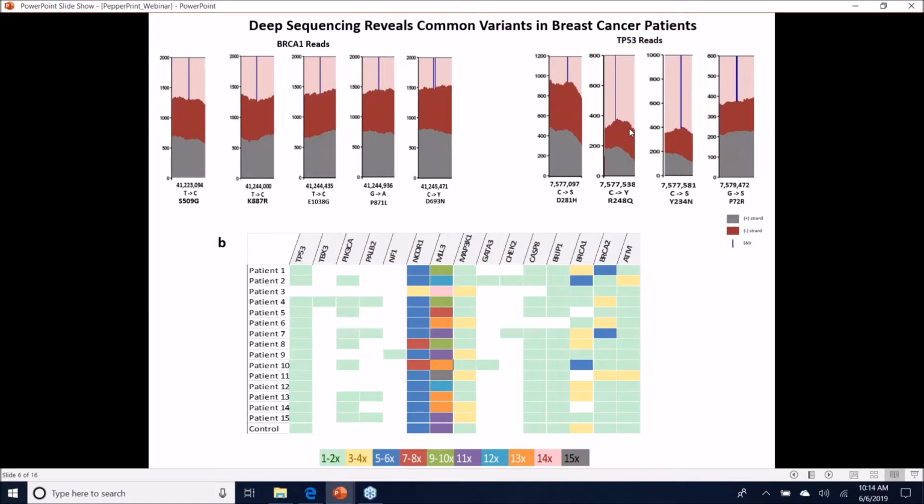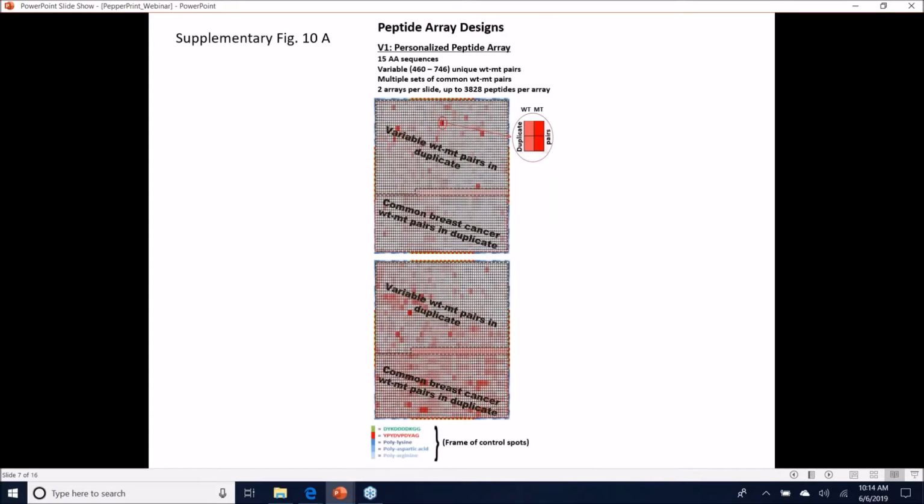So typically this kind of read depth is considered very high. So we were able to identify a number of mutations with high confidence. So we designed 15 amino acid peptides. We made a list for each patient, and we sent it to Germany to design what we call personalized peptide microarrays. A few weeks later, we got the peptide microarray.